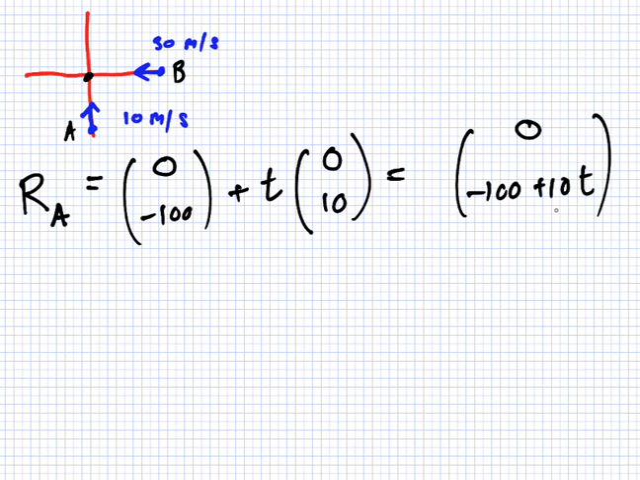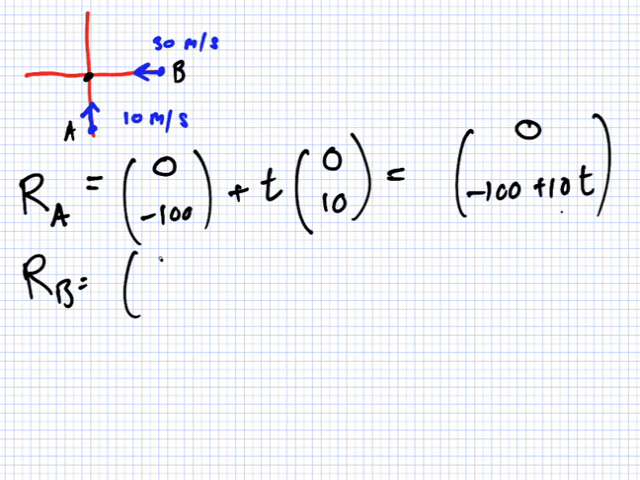So if you think about it, when t is 0, the car is at (0, -100). When t is 1, the car is at (0, -90). When t is 2, it's at (0, -80). So for example here, how long until it reaches the crossroads? 10 seconds, yeah.